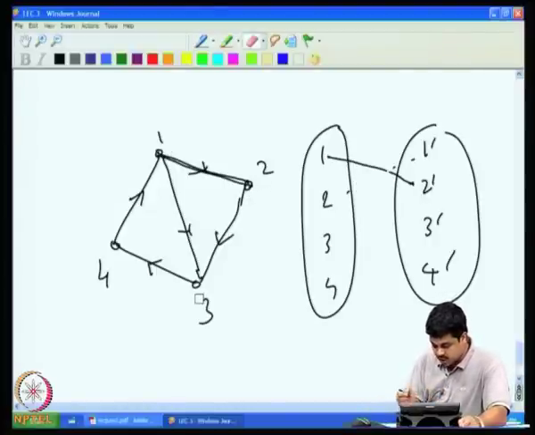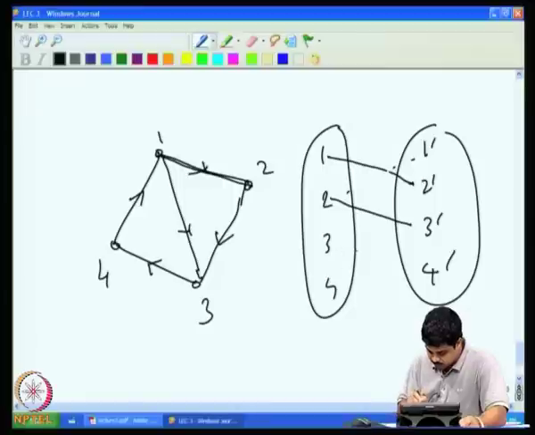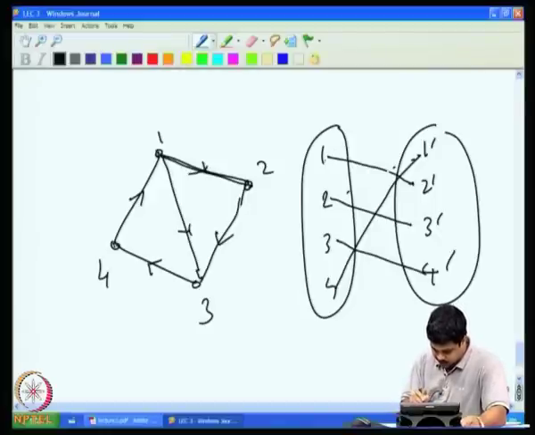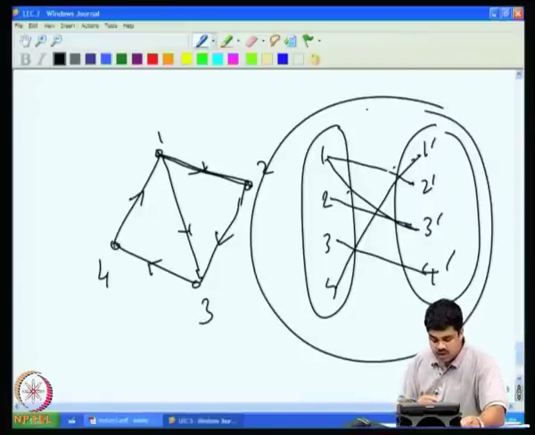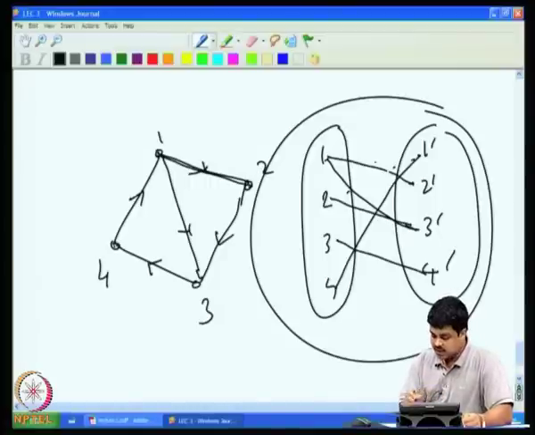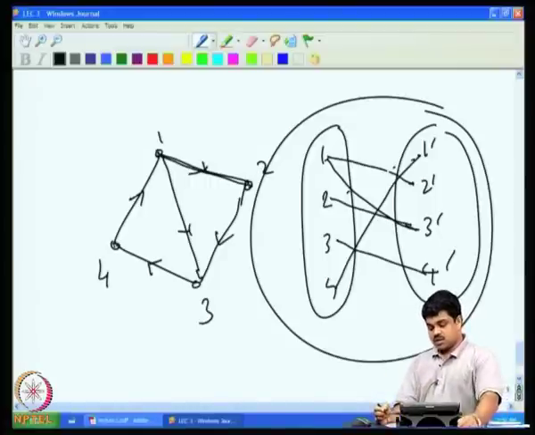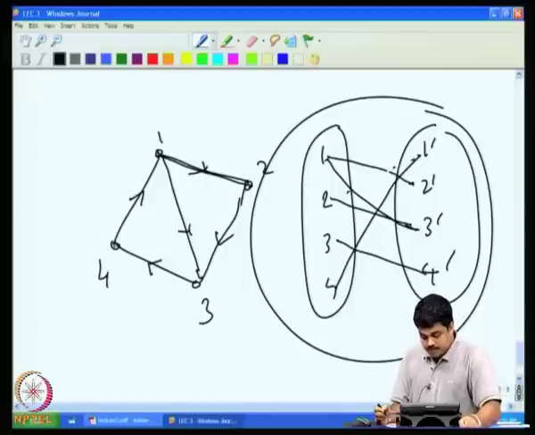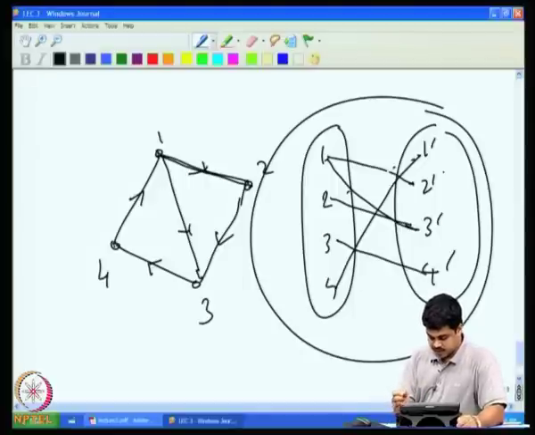Similarly 2 3 will be marked like 2 3 dash, and 3 4 will be 3 4 dash, and then 4 1 will be like this, and then 1 3 will be like 1 3 dash. This is the way we will make the corresponding graph. Here we are not putting 2 edges corresponding to one edge, because one directed edge will translate to one edge in the bipartite graph. This is the bipartite double cover of this directed graph.